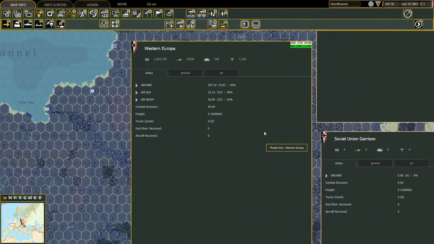So the basic info box looks like this. You have on the upper part the name of the theater box, and then here you have the total number of men, guns, armored fighting vehicles, and planes. And then you have here these combat intensity values.